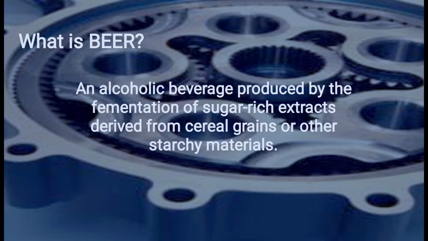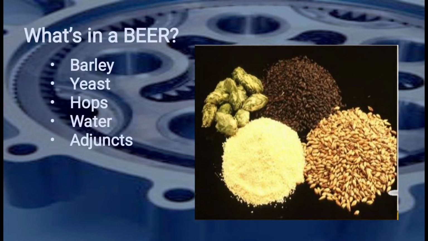As discussed earlier, beer is an alcoholic beverage produced by fermentation of sugar-rich extracts derived from cereal grains or other starchy material. And beer has barley, yeast, hops, water, and adjuncts. Now, let's discuss them one by one.